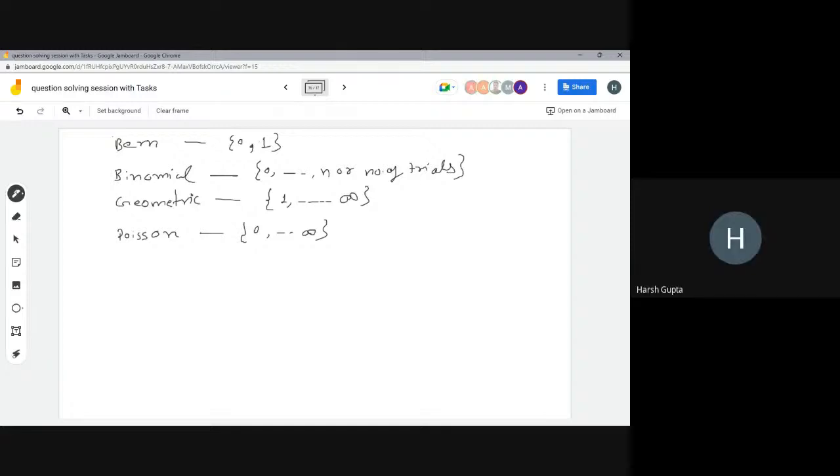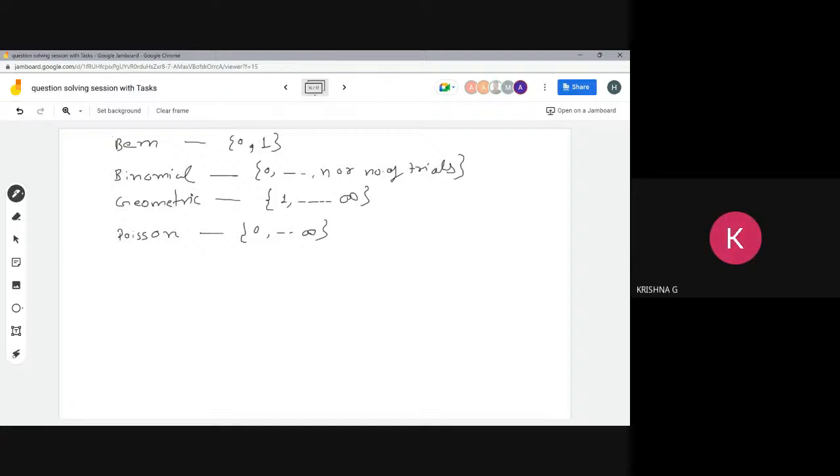Okay, the probability can be zero, but these are the general ranges. For anything outside of this range, for Bernoulli or for binomial, the probability will be zero. Whatever value you take which is not in the range, the probability will become zero for that particular distribution.